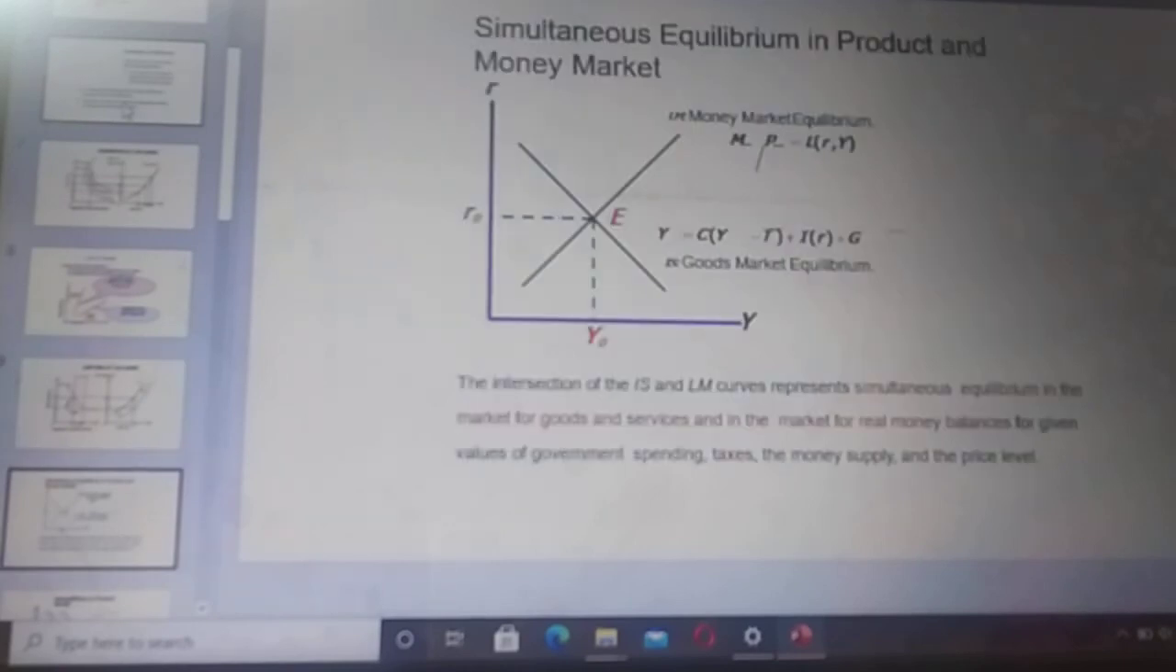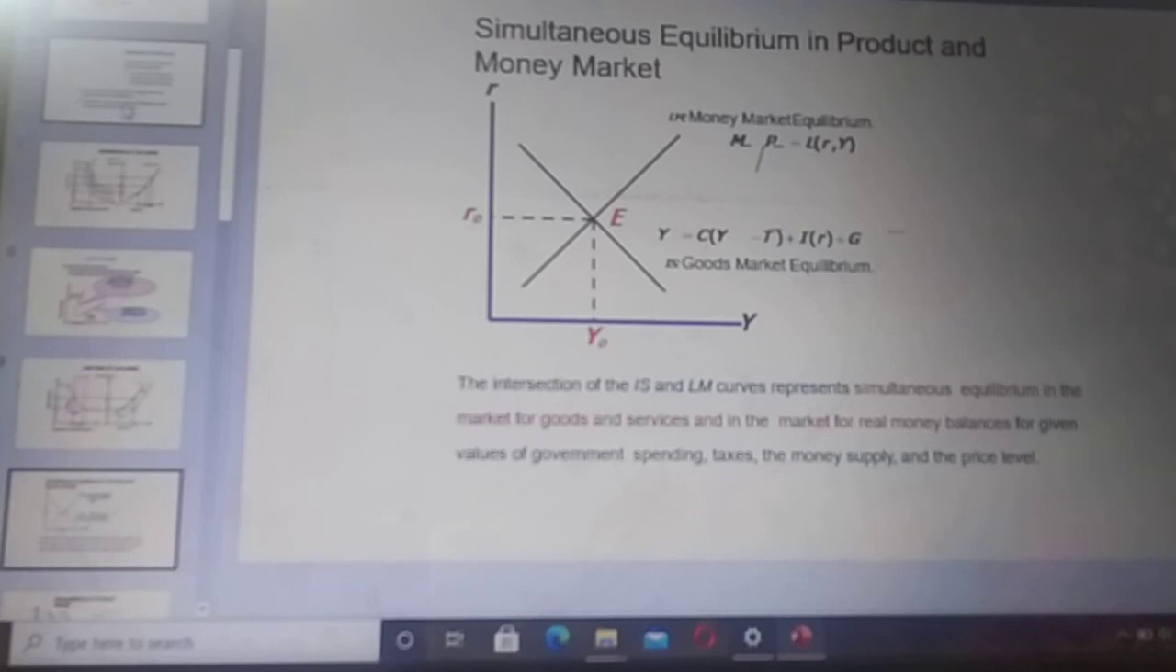So now moving on, how can we find the point of equilibrium between the money market and the goods market? This is what the ISLM model is based on. The main reason for the ISLM model is that we have to find the point of equilibrium between the goods market and the money market. So we already know how we are able to determine the IS curve and the LM curve.